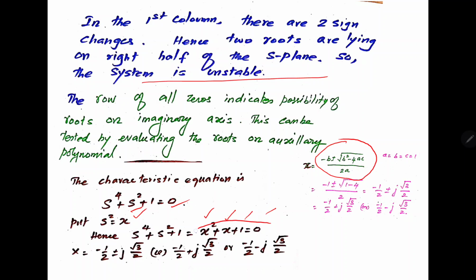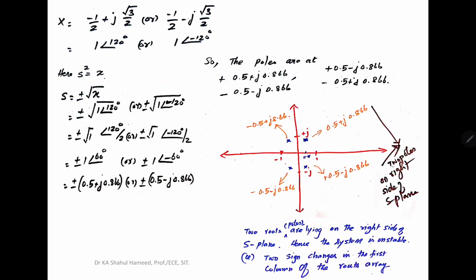Here, when we look at this equation, the a, b, c values are all equal to 1. So when you substitute, we get the roots: minus 1 by 2 plus j square root of 3 by 2, or minus 1 by 2 minus j square root of 3 by 2. These are the two roots. Now this is a complex number. We can write this complex number in terms of magnitude and phase angle. Any complex number can be written in terms of magnitude and phase. When you take the magnitude, the magnitude value is 1 and the phase angle is 120 for the first one, and for the second one the magnitude is again 1 and the phase angle is minus 120.